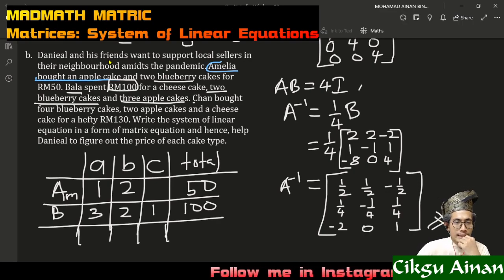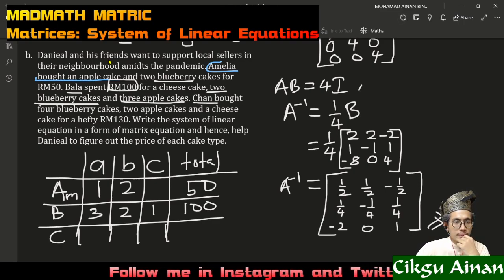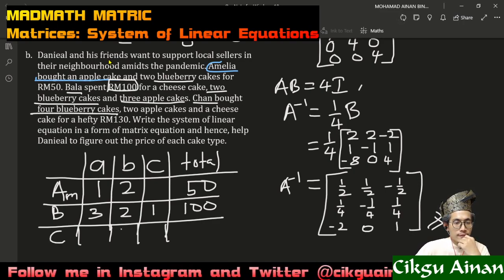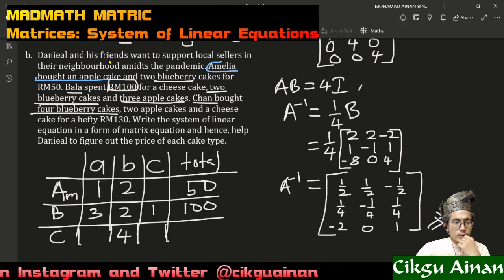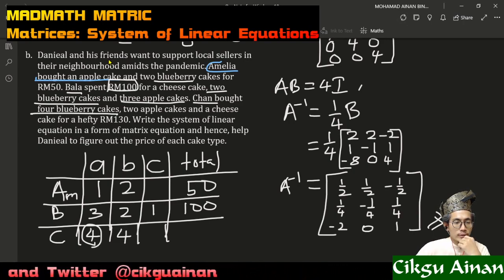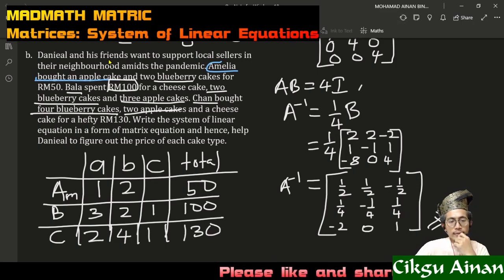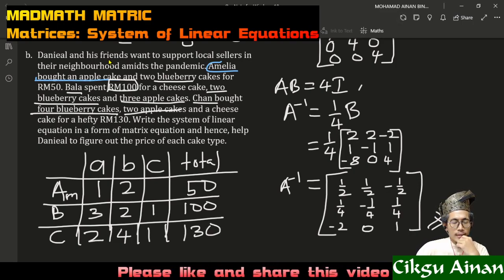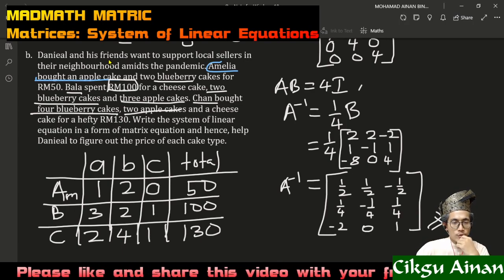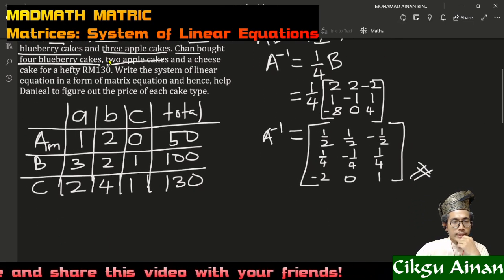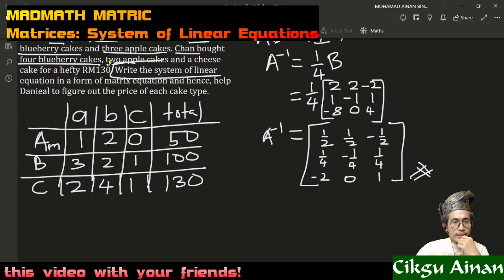Now next, Chan. Chan bought 4 blueberry cakes. Don't just copy 4 over here, because this is wrong. This is for apple, so you have to read the question carefully. 2 apple cakes and a cheesecake for a hefty 130 ringgit. So this is the table. This one you put zeros.